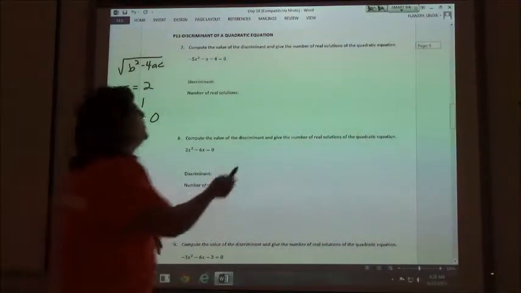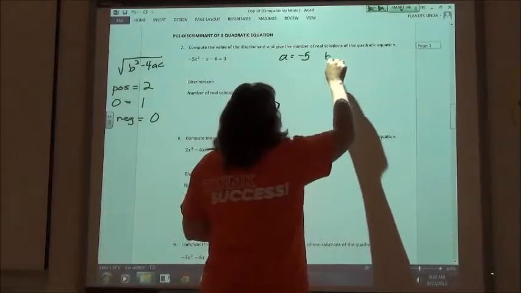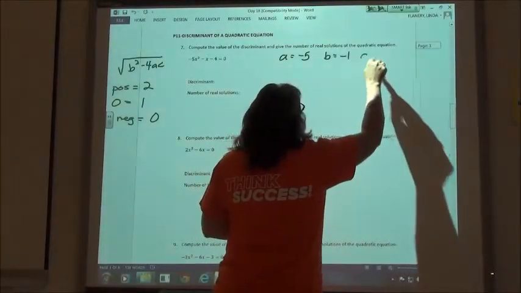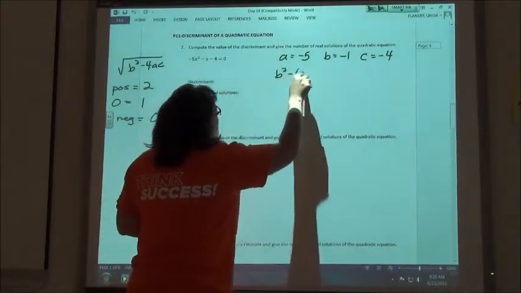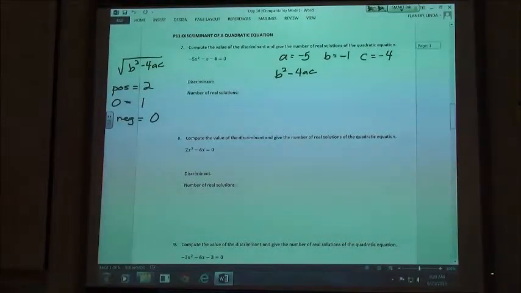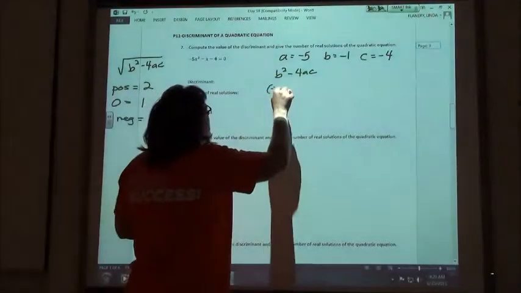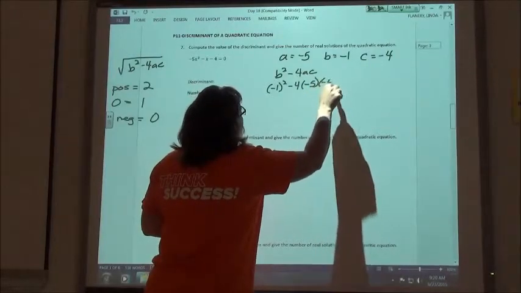So again, A is going to be -5, B is going to be -1, and C is going to be -4, and you're just doing the b squared minus 4ac part of your quadratic formula. So, -1 squared minus 4 times -5 times -4.